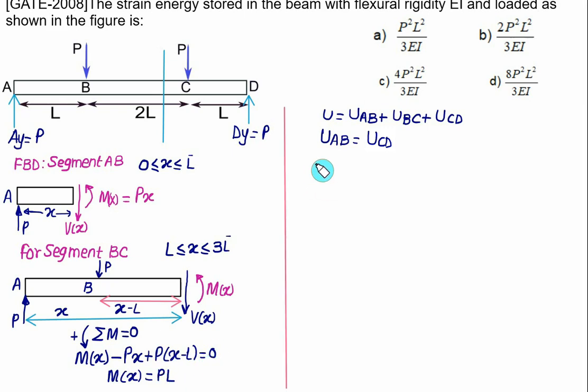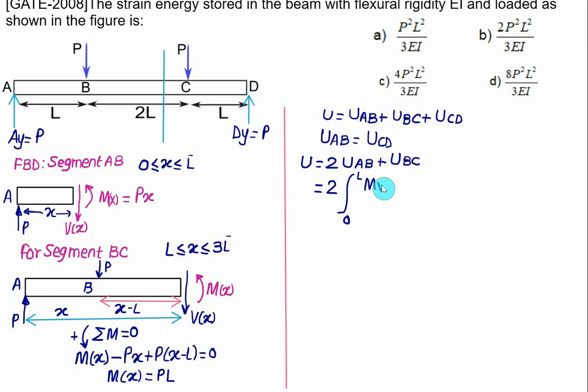In this case, the total strain energy will be equal to 2 times the strain energy in segment AB plus the strain energy for the segment BC. Strain energy for AB will be equal to the integral, and for AB we have the limit 0 to L.